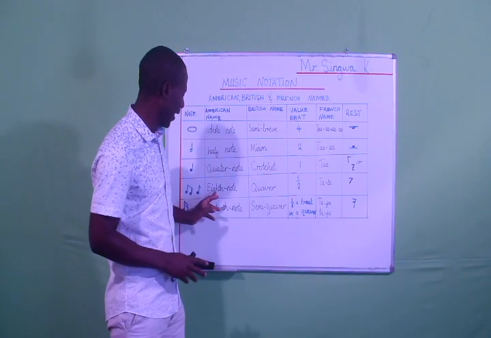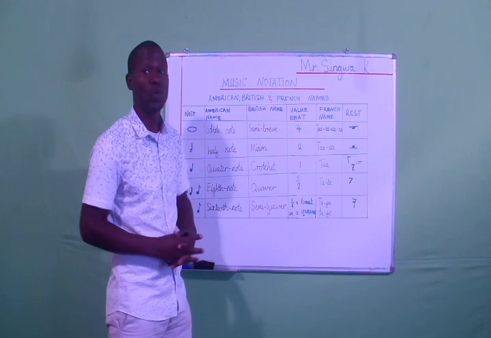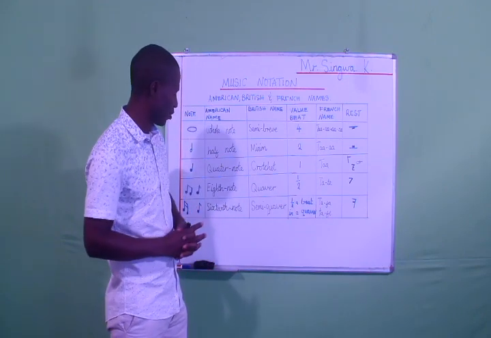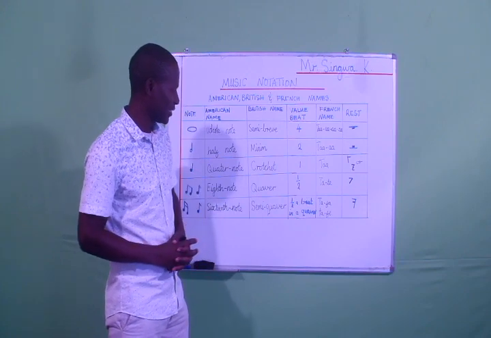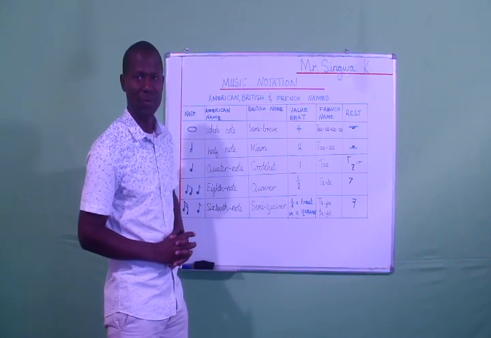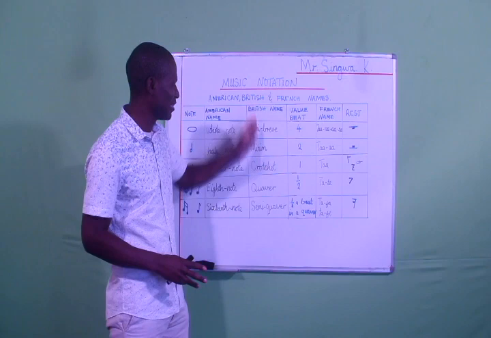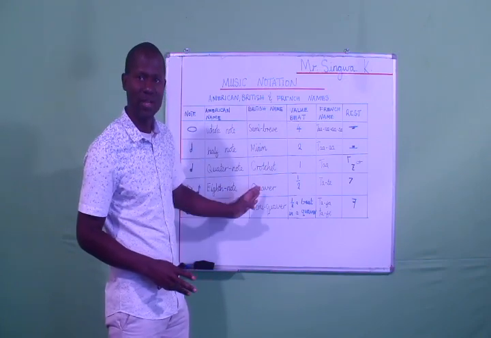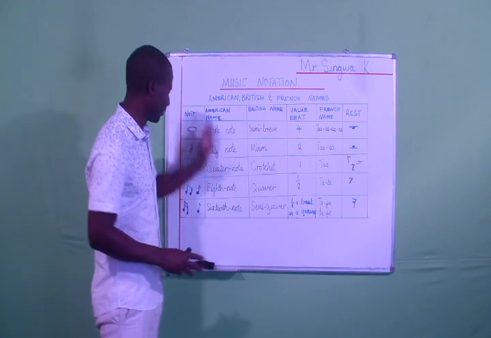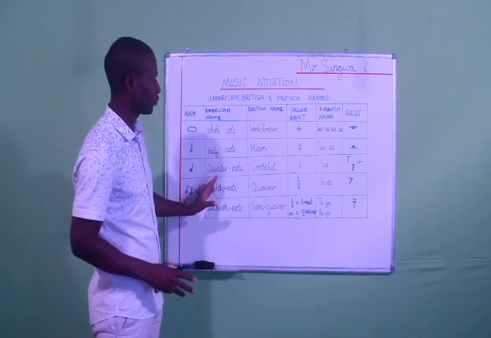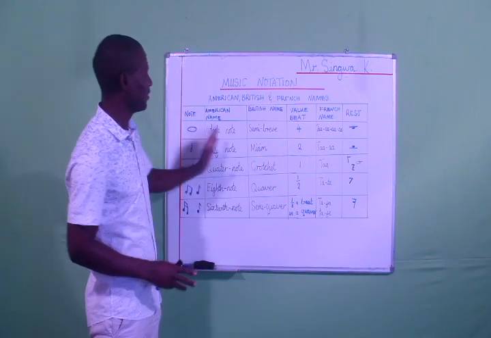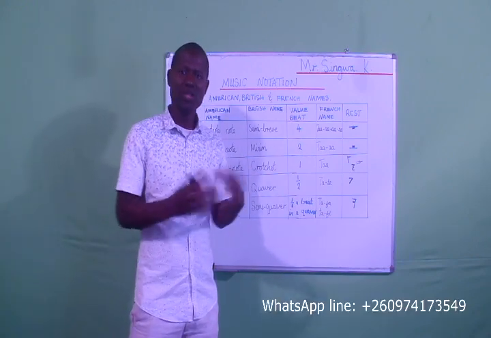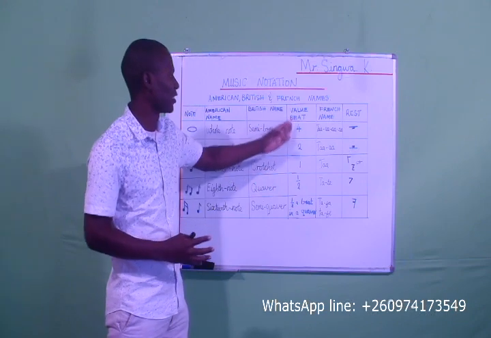Here where they call eighth note, there is quaver. Here where they call sixteenth note, there they call semiquaver. So these are the names in British language, which mean the same as what is here. Now, these have beats, meaning you need to interpret them in a certain way.